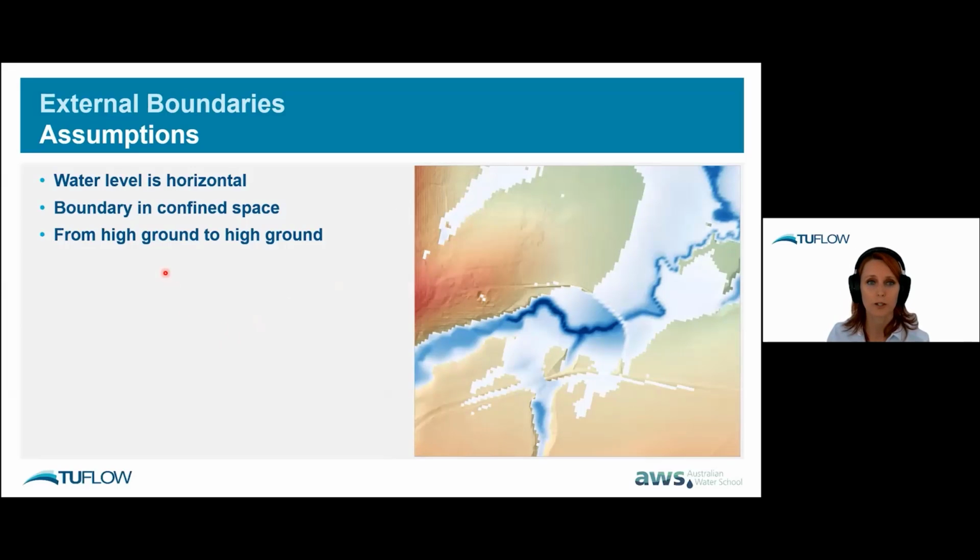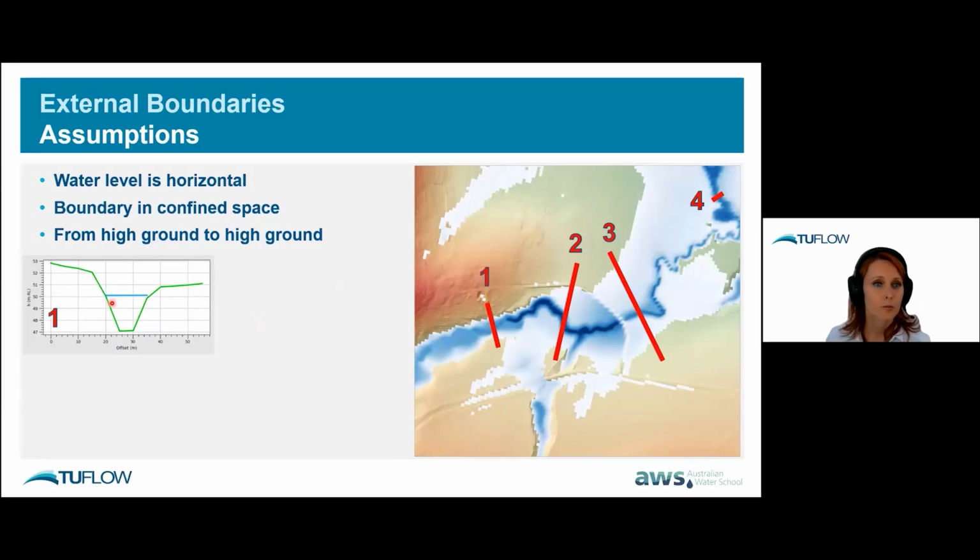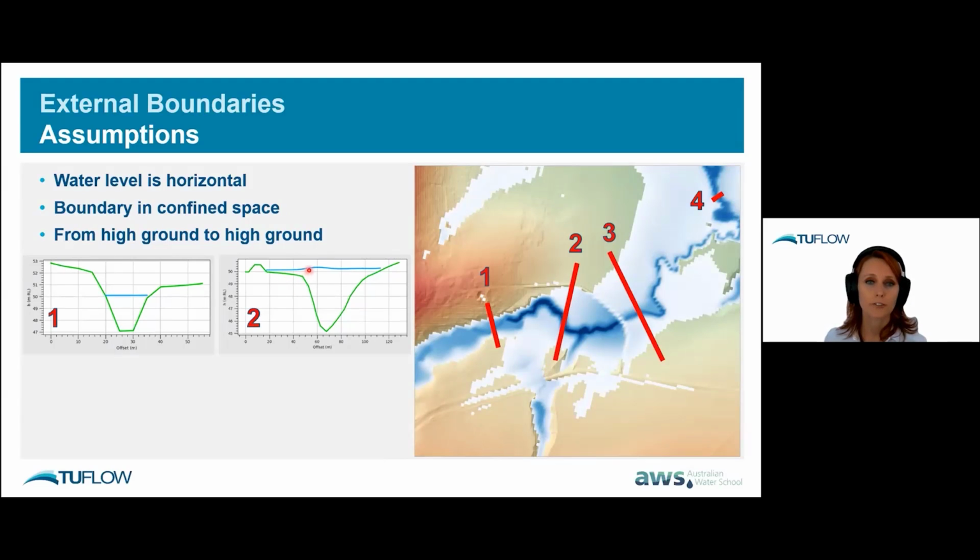The water level should be horizontal, boundary should be in confined space, and it should span from high ground to high ground. I have created these 4 plots, and plot number 1 pretty much complies with all the assumptions, so that would be a nice location for the external boundary. Plot number 2 has not been digitized perpendicular to the flow. And if you see on the water level here, there is a bit of super elevation happening on the outer bank of the channel. So this is not a great location for boundary.